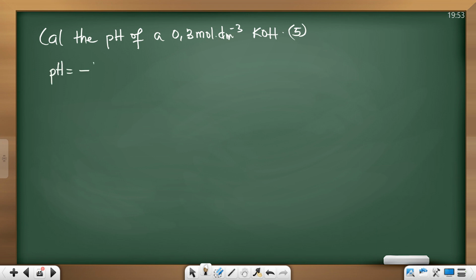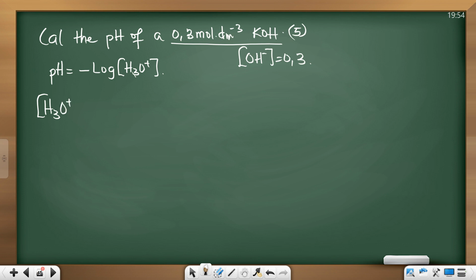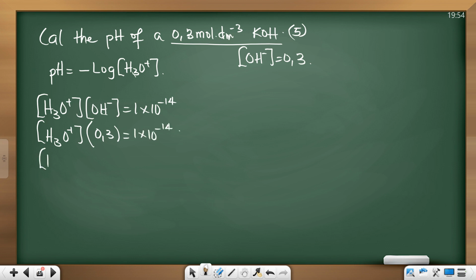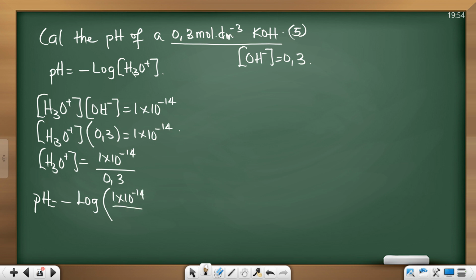What is pH? Negative log hydronium ion concentration. What are you given? A base. Kw of water is 1 times 10 to the power negative 14. I need the hydronium concentration, which is 1 times 10 to the power negative 14 over what? 0.3. Put that back into that formula: negative log of 1 times 10 to the power negative 14 over 0.3.